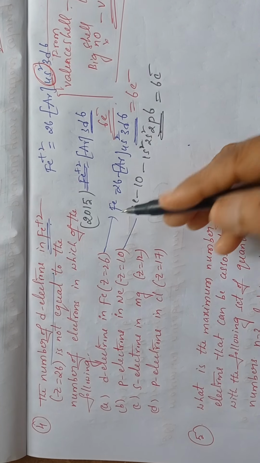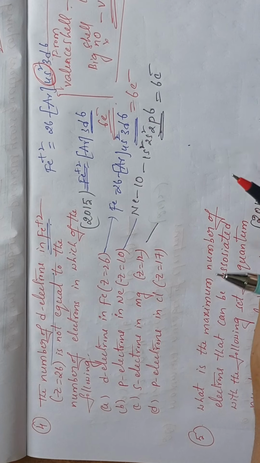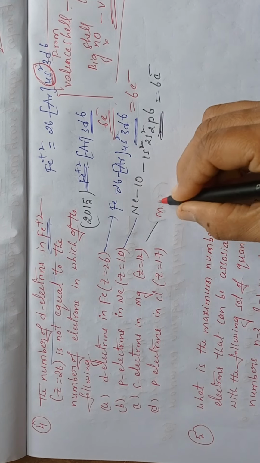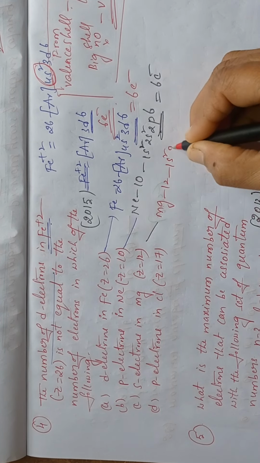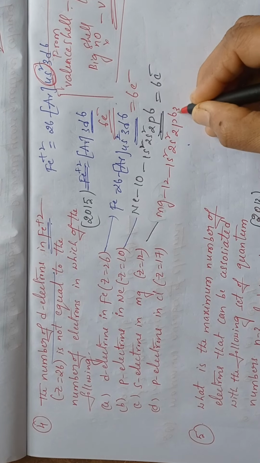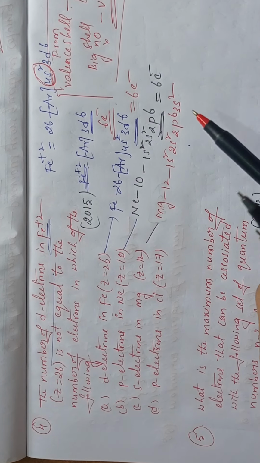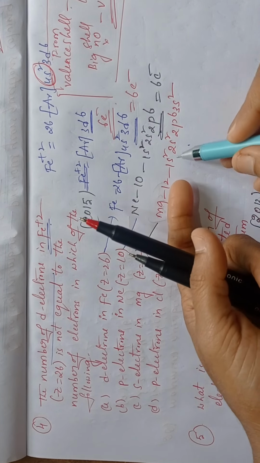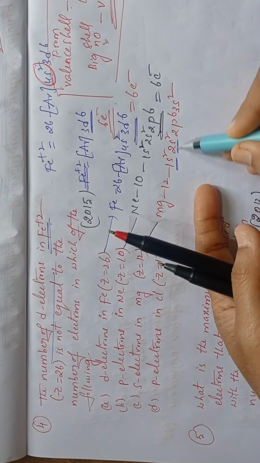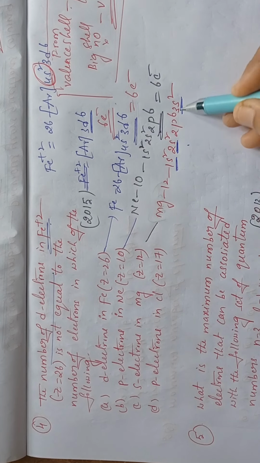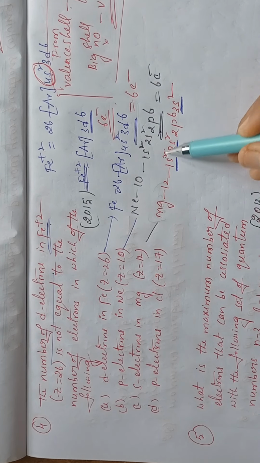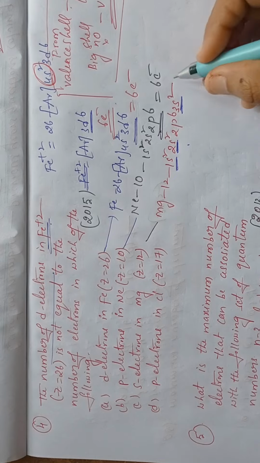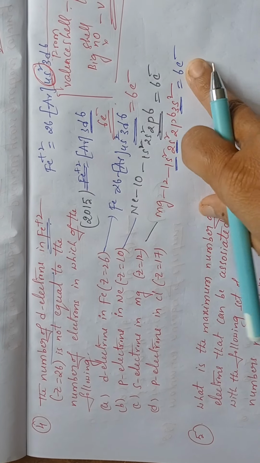Both are equal. Now see, s electrons I am going to calculate. Magnesium atomic number 12, 1s2, 2s2, 2p6, 3s2 electronic configuration. Now he is asking only s electrons. How many s electrons are there, students? Here s there, here s there. How many s electrons? 2 plus 2 is 4, 4 plus 2 is 6 electrons are there. So here also we got the same.